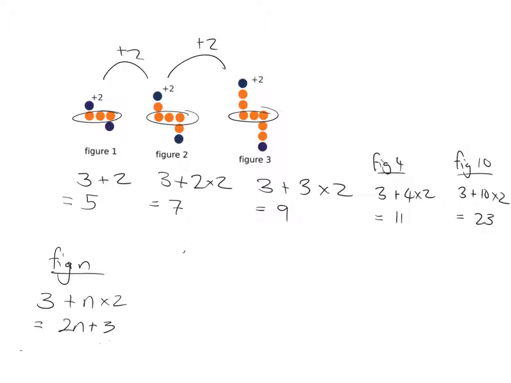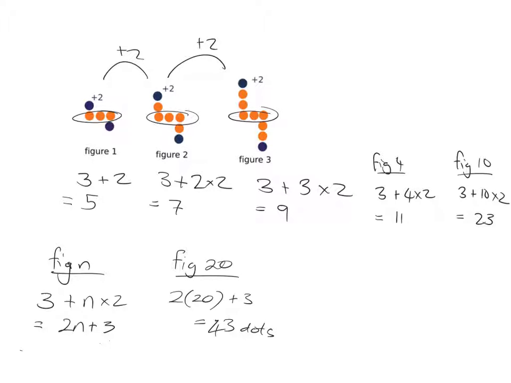So say we want to know how many dots there are in figure 20, we can just substitute in the formula. 2 times 20 plus 3, and that's going to give me 43 dots in figure 20.